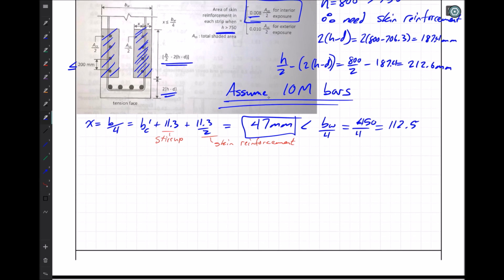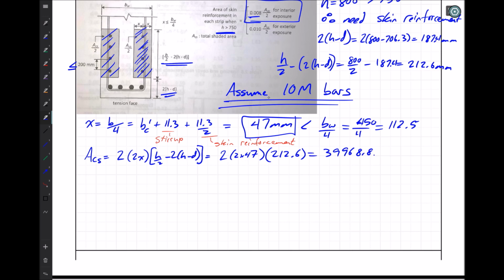Now we find the area of the shaded area. ACS is going to be equal to 2 times 2x times h over 2, minus 2 times h minus d, which gives us 2 times 2 times 47 times 212.6, or 39968.8 millimeters squared.